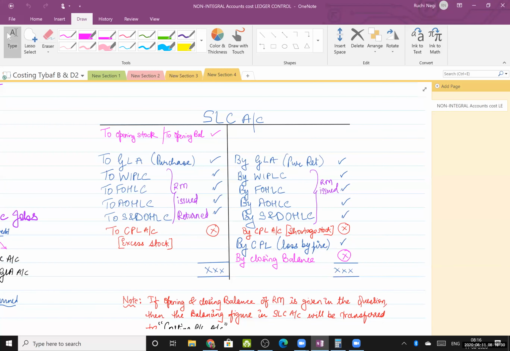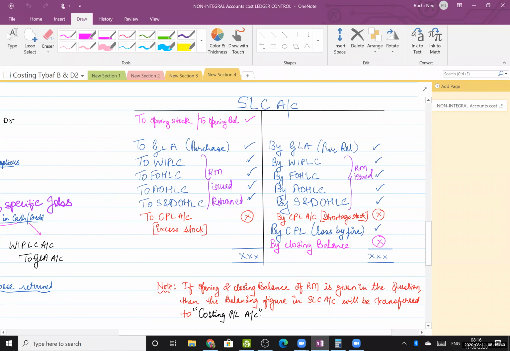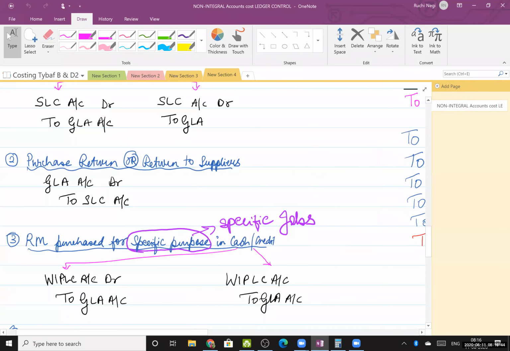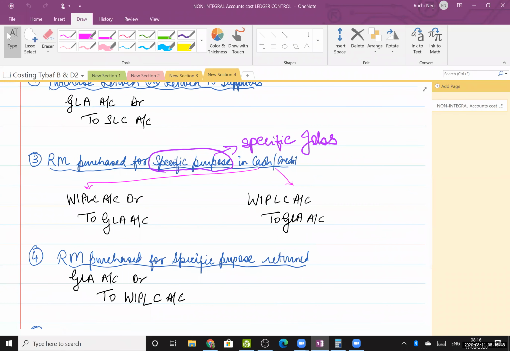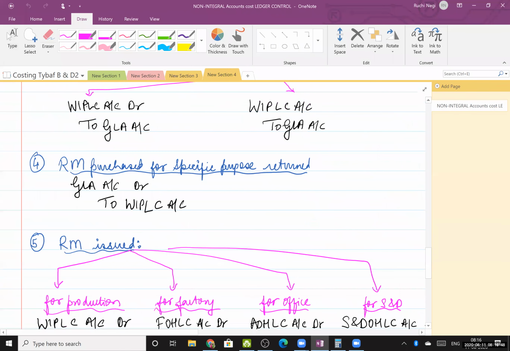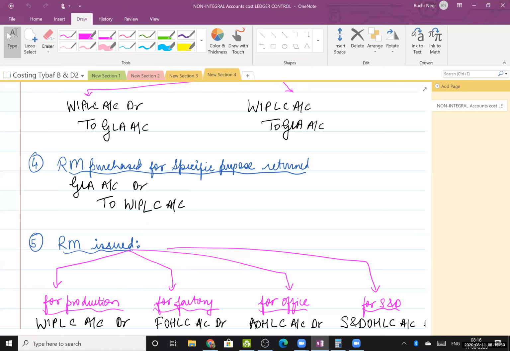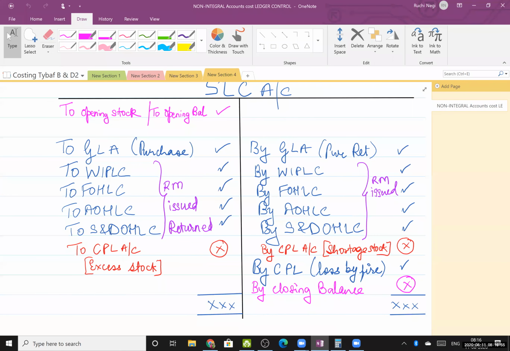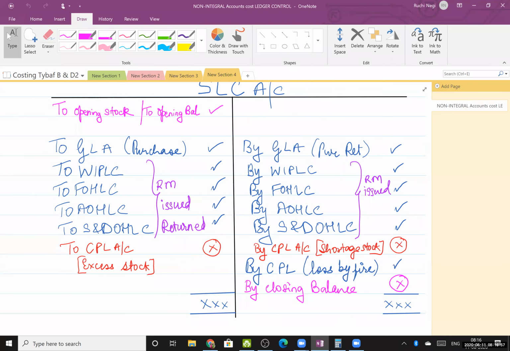Okay? Journal entry number 1 purchase, then number 2 purchase return. Then 3 and 4 will not come here, they will come in WIP. See, journal entry number 3 and 4 will go to WIP ledger, not here. Okay. The ones after that, 5, 6, 7, 8, will come here. Raw material issued and raw material issued return. Okay, make a note of this.